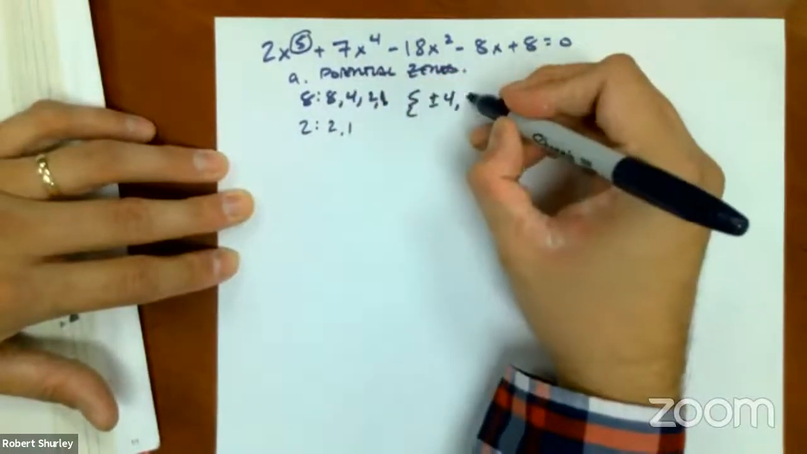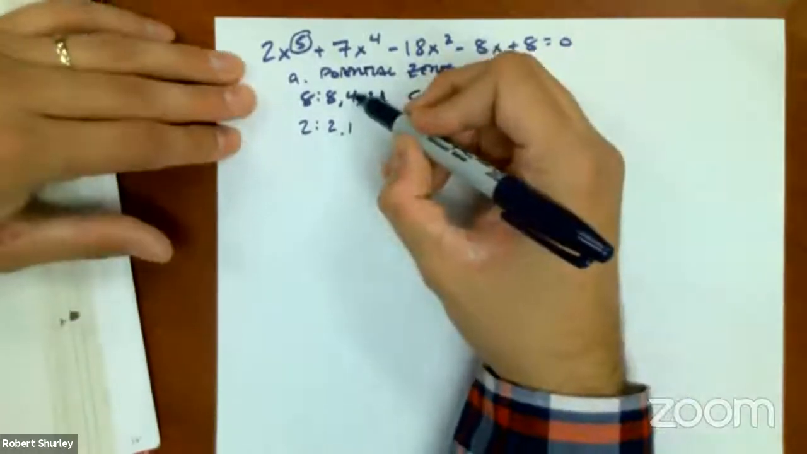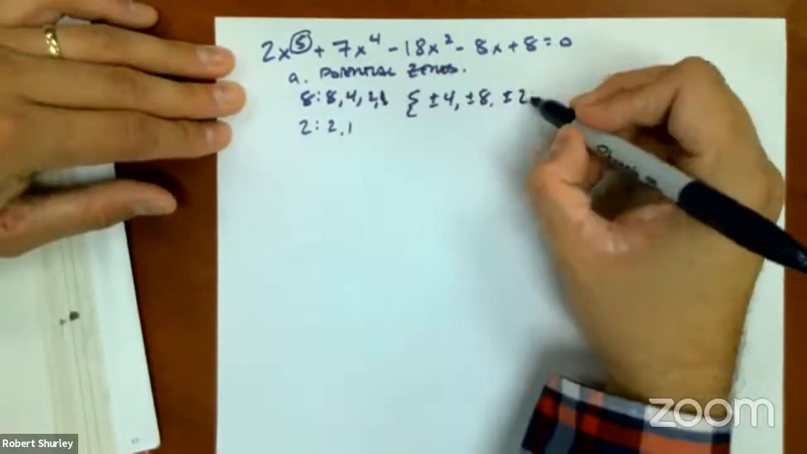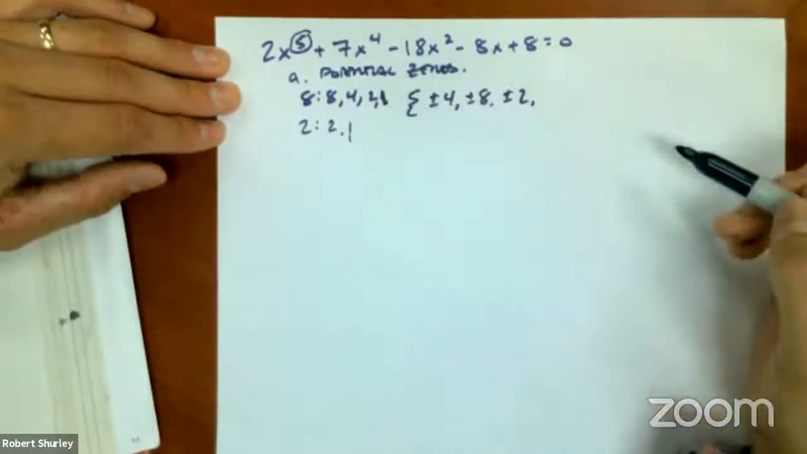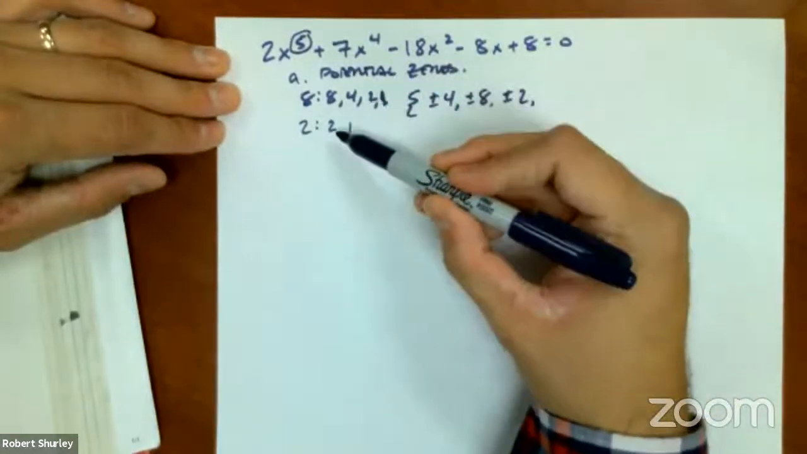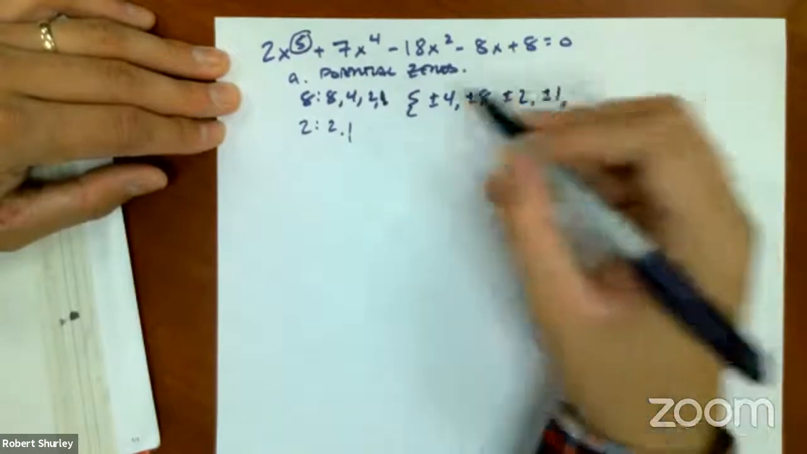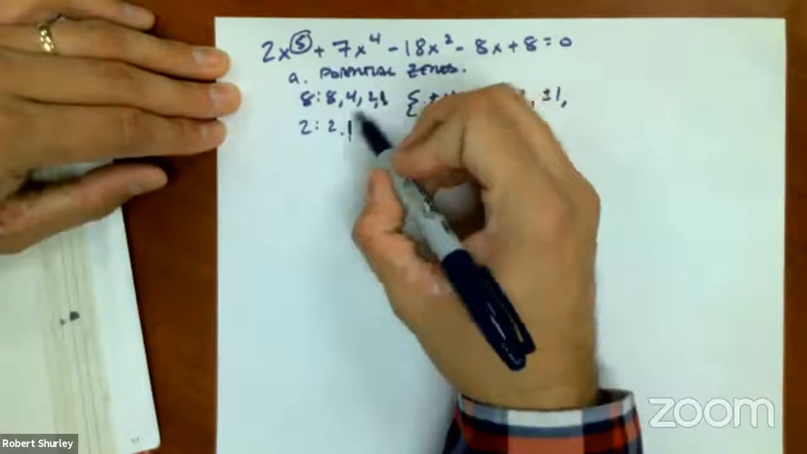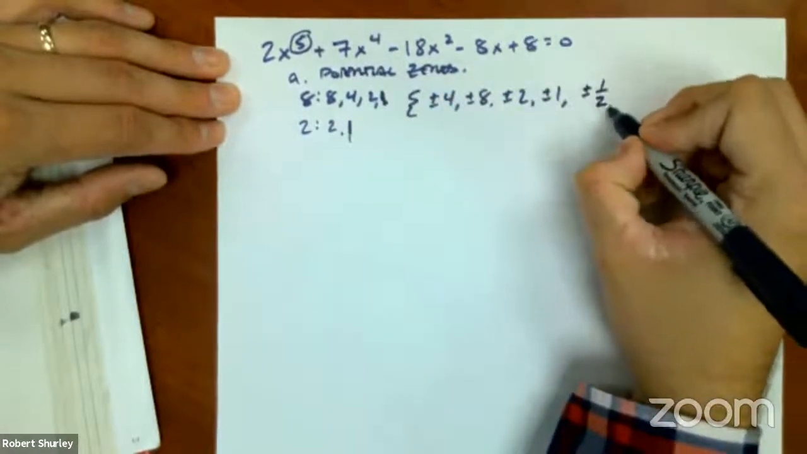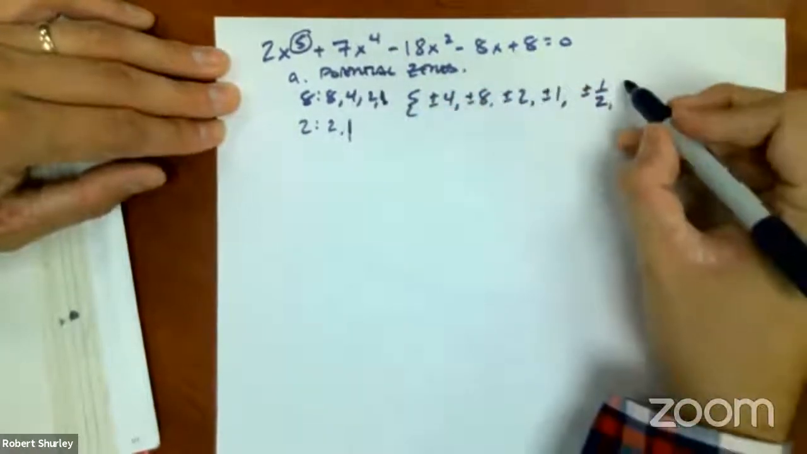8 divided by 1 is 8. And then I go to 4. 4 divided by 2 is 2. 4 divided by 1 is 4, but look, we already have that here, so I'm not going to repeat it. So then I go to 2. 2 divided by 2 is 1. 2 divided by 1 is 2. It's already there, so I don't have to worry about it. 1 divided by 2 is 1/2. 1 divided by 1 is already there.